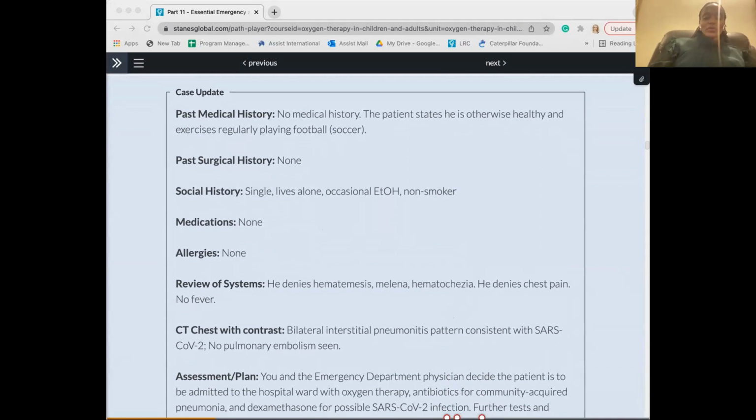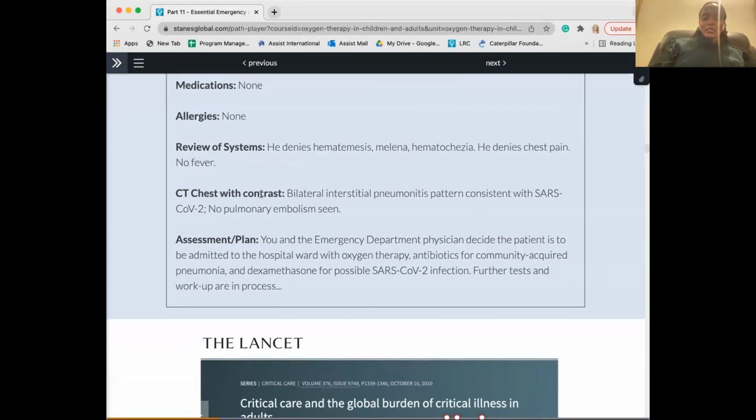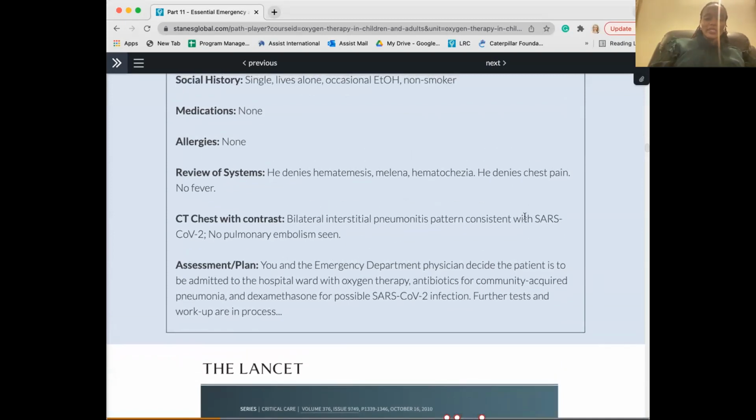So on your CT scan with contrast, you notice that there's a bilateral interstitial pneumonitis pattern consistent with SARS, and there's no pulmonary embolism seen. So what's your plan? You and the emergency department physician decide the patient is to be admitted to the hospital ward with oxygen therapy, can go down, Sarah, antibiotics for the community-acquired pneumonia, and dexamethasone. Further tests are then taken for workup.